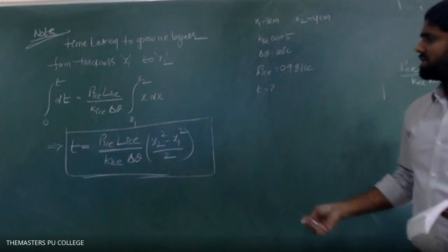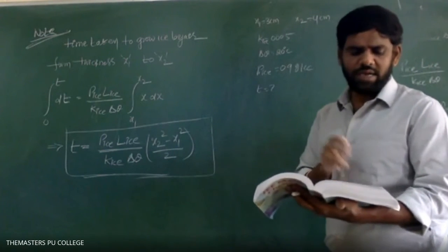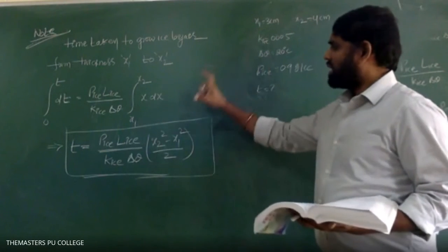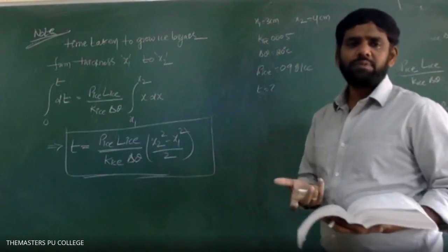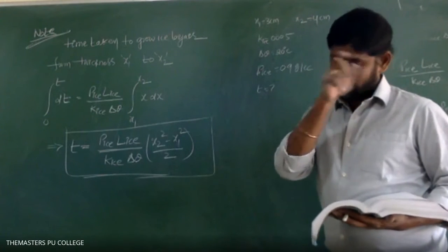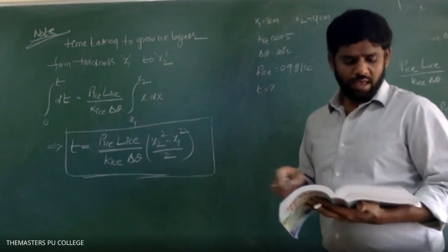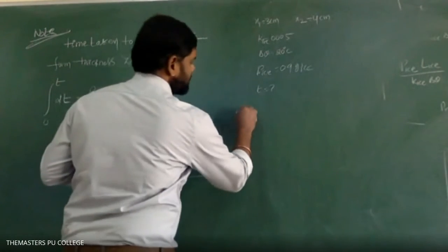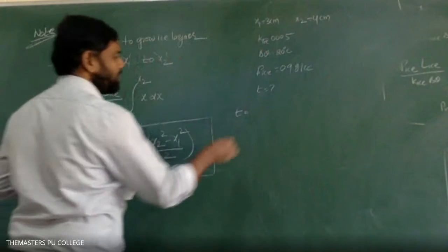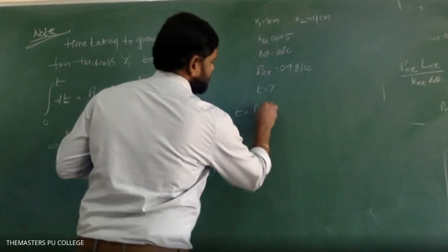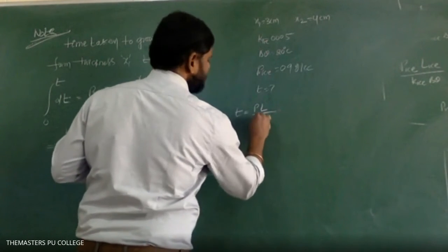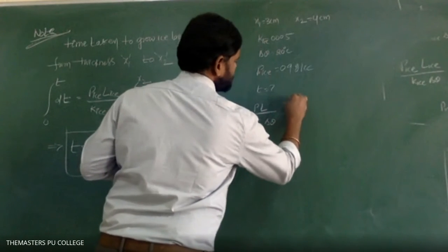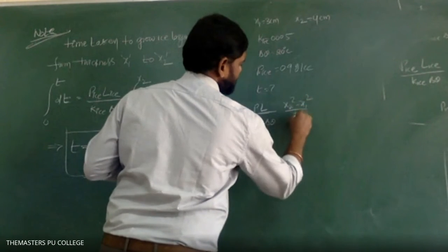Just now we have derived this, but here they have given the direct formula. Without deriving it, how would the students know how this formula came? That's why we derived this formula. So, according to this formula, the time taken T is equal to density of ice into latent heat of ice, divided by thermal conductivity of ice into temperature difference, into (x2 square minus x1 square) by 2.